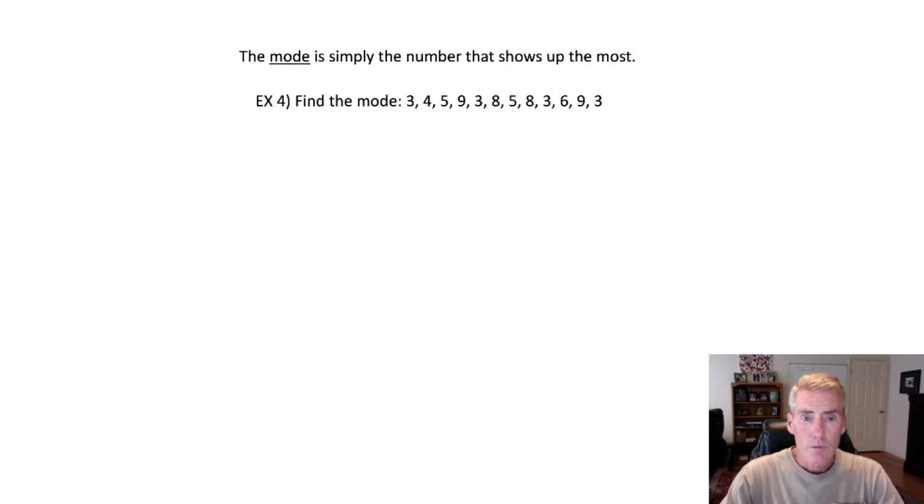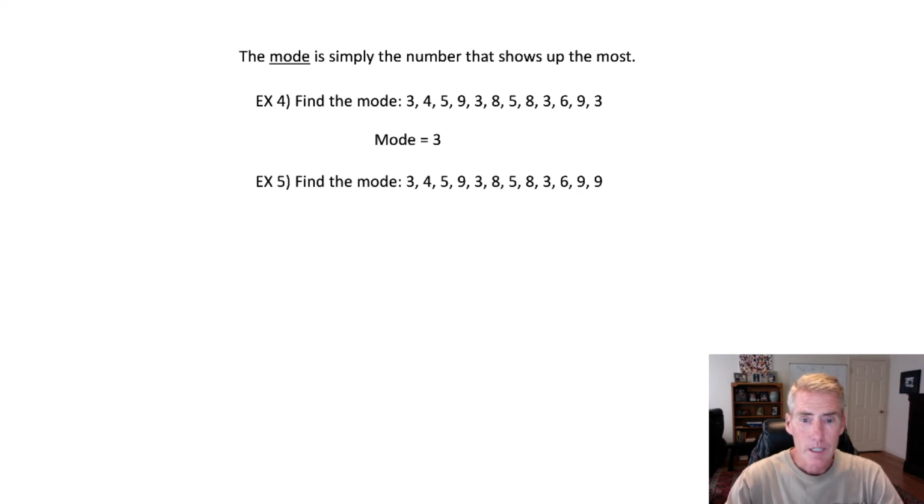For finding the mode, you do not have to put them in order. Sometimes it helps just to visualize it better, but you don't actually have to. In here you can see a 3 shows up 1, 2, 3, 4 times. So that shows up the most, that's the mode.